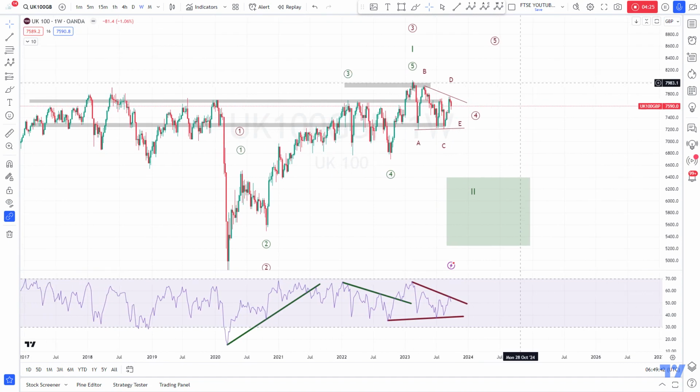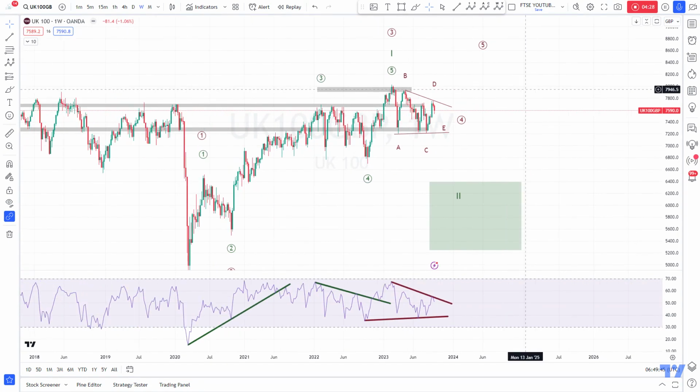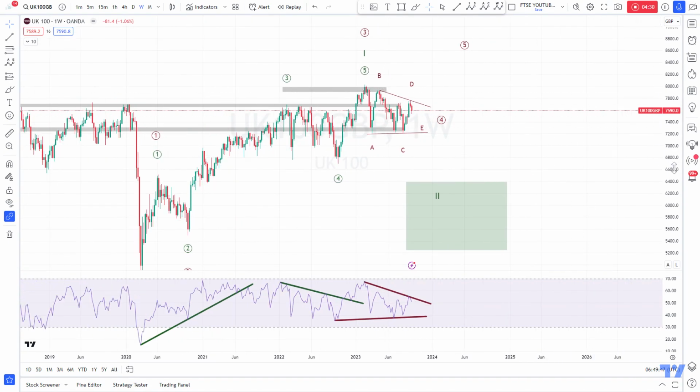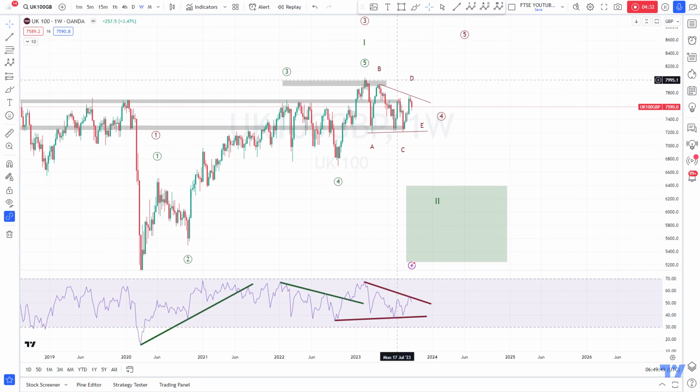Now, how exactly will we know that we are in the triangle scenario? We will know the moment that we break out. But even if we break out, taking out this high can still be part of a corrective move down, as we will see in a minute on the lower time frame. So a breakout here is actually not enough.